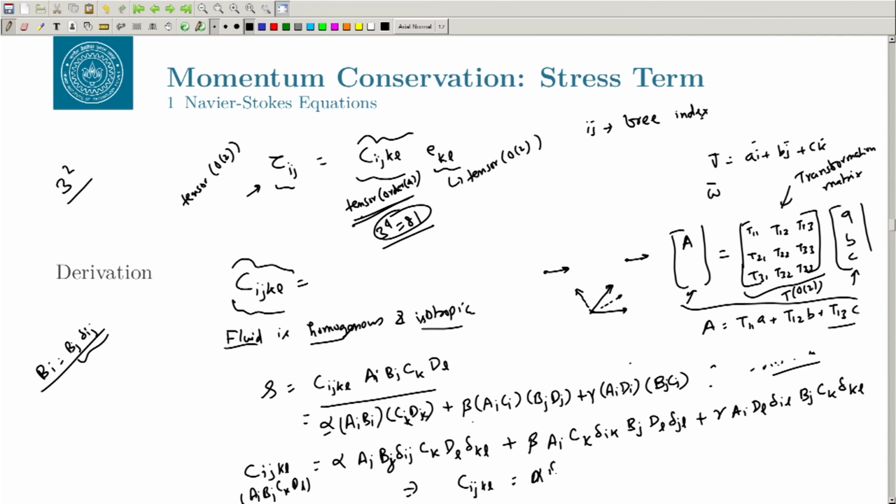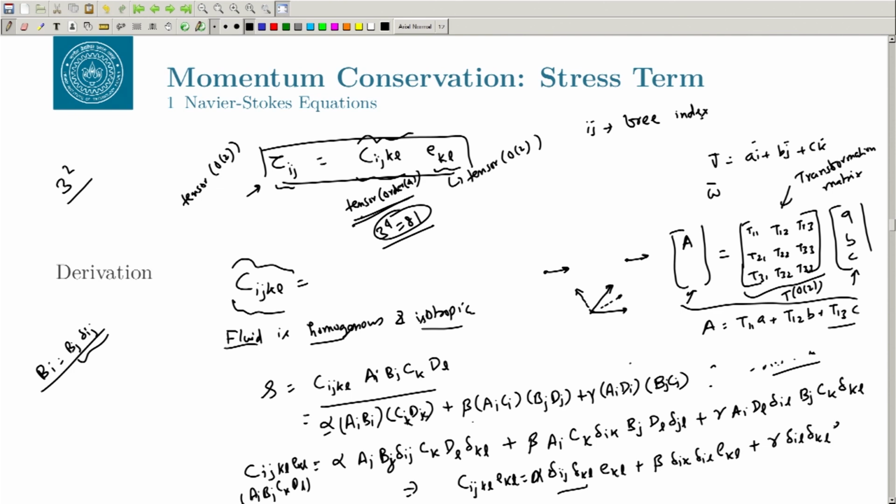So, your C_ijkl will become alpha delta_ij delta_kl, right. This is how we expressed it, and now it has to be multiplied by your E_kl, right. Look at this expression, this is your tau_ij, right. So, then your entire thing, C_ijkl E_kl, will become alpha delta_ij delta_kl E_kl plus beta delta_ik delta_jl E_kl and plus gamma delta_il delta_jk E_kl.